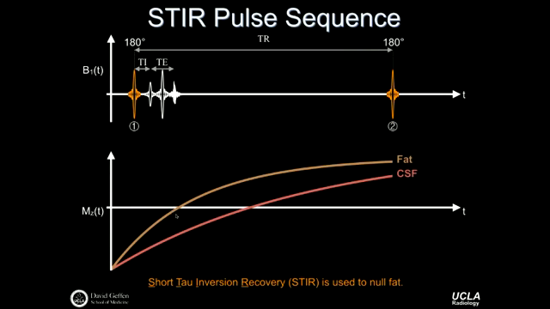So the point is, if I acquire an image at this point in time, the magnitude of my available magnetization is very low for fat, and it's still very non-zero. It's high, if you will, for CSF. Does that make sense?